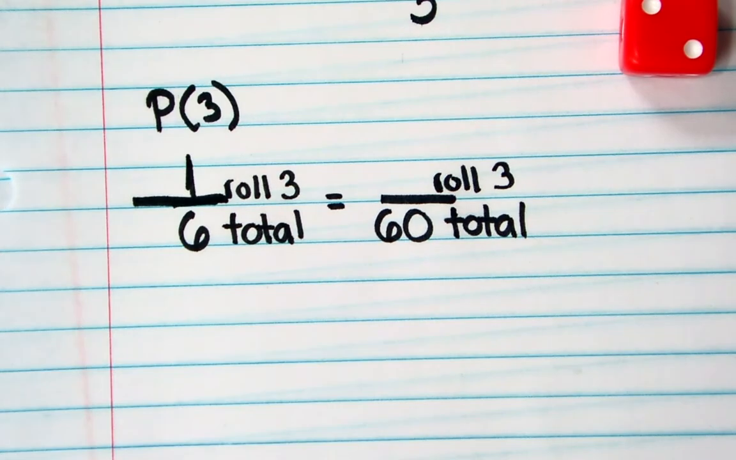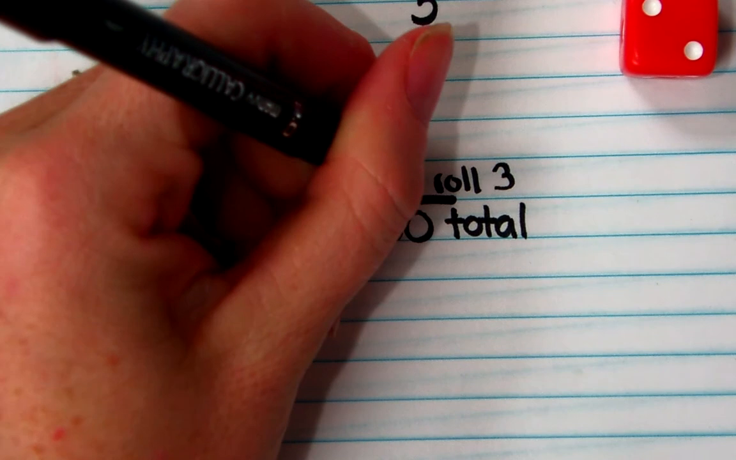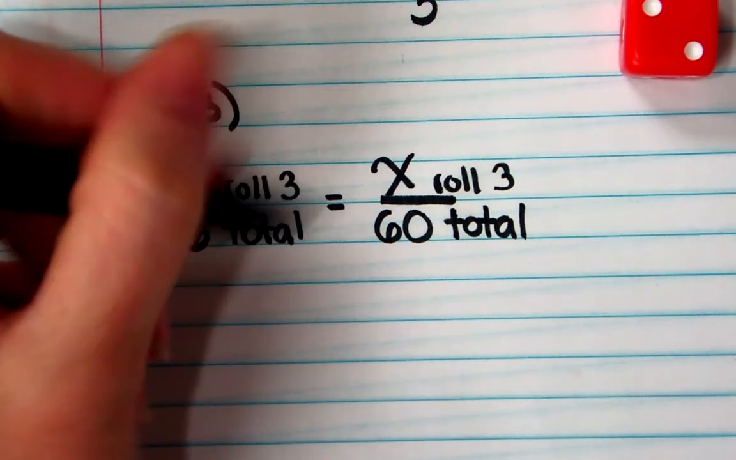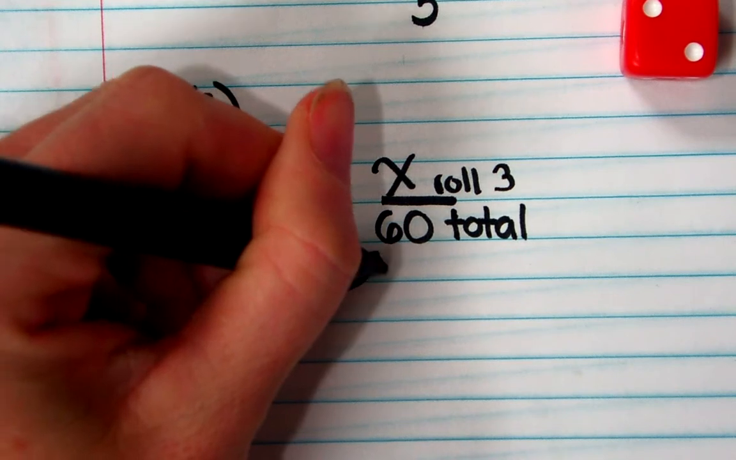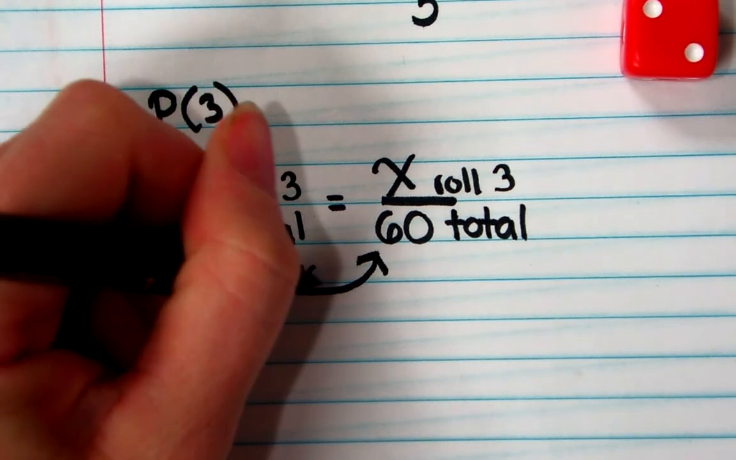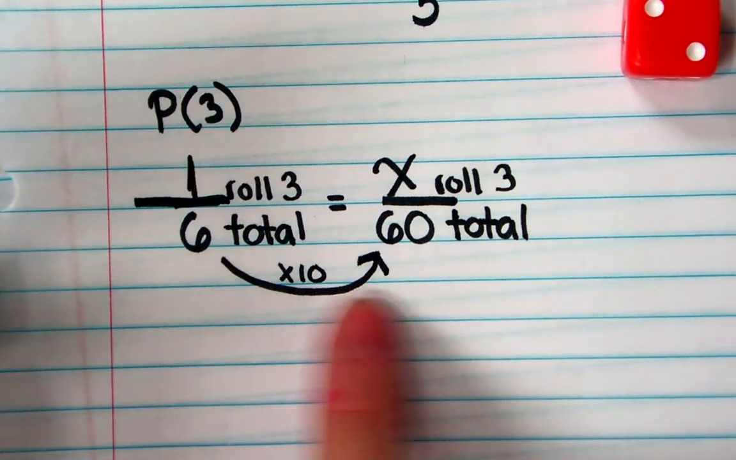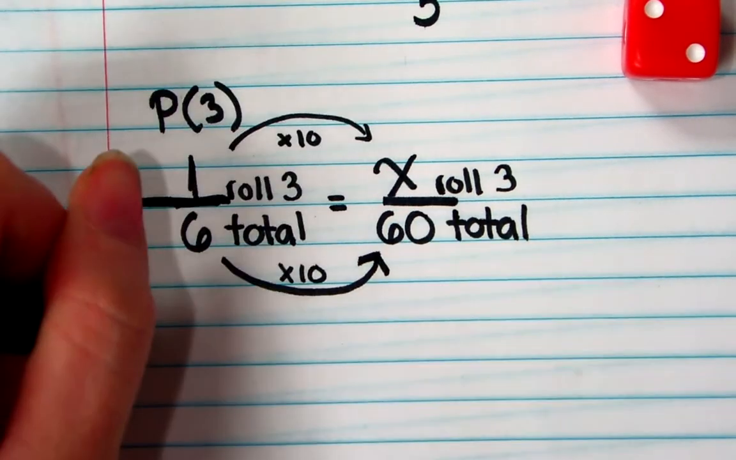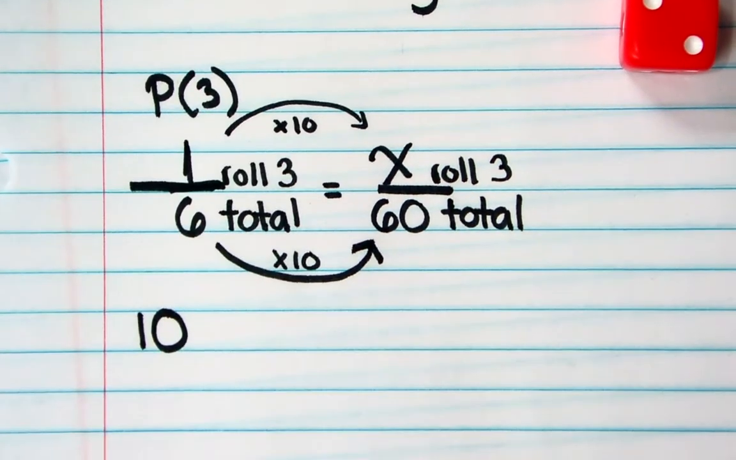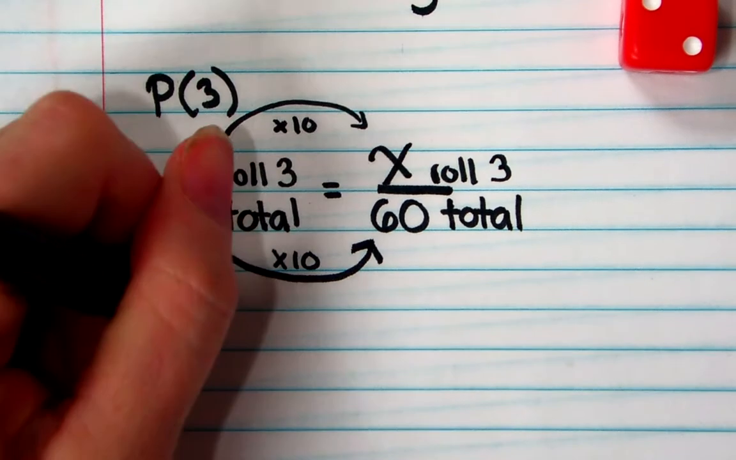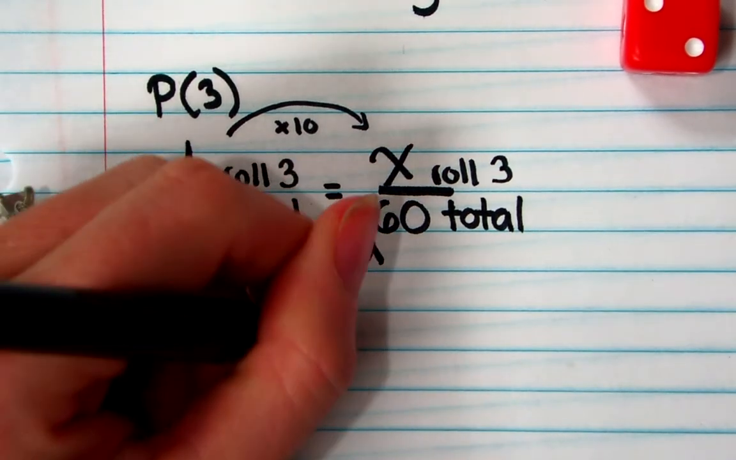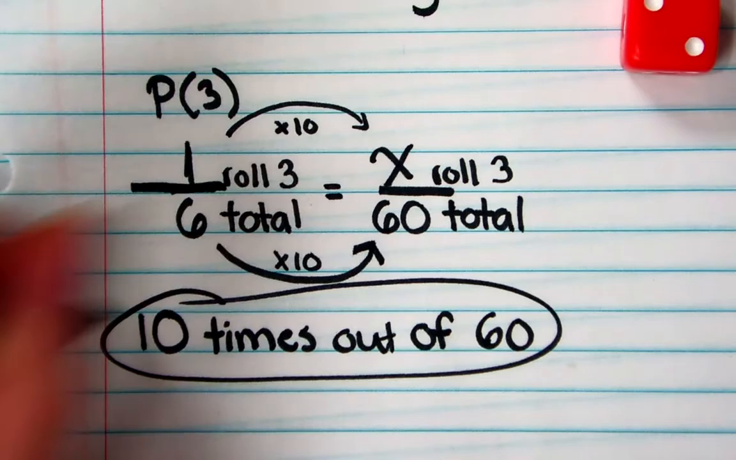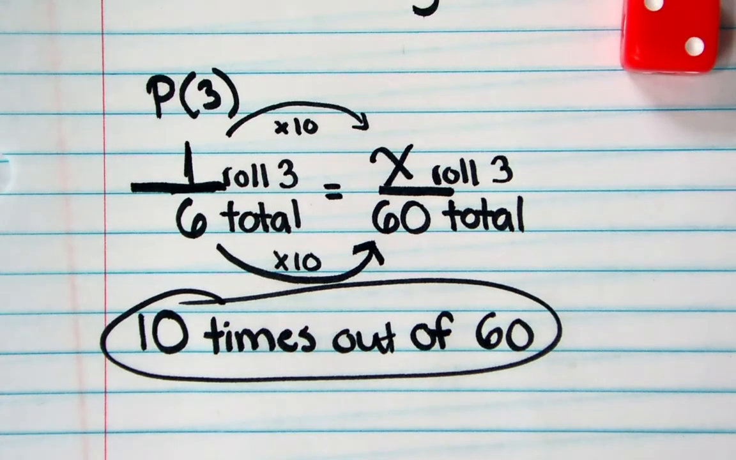We would simply solve a proportion. Okay, so this is like our unknown. You could do cross products, 1 times 60, and write all that out. Or you might remember this from last year. 6 times 10 we know is 60. So this one actually has a shortcut. If I multiply the bottom by 10, I multiply the top. I'm going to expect or predict 10 times. I'm going to expect it to land on a 3 10 times out of 60. So if you're ever making a prediction, you're going to be using the proportion to help you do that. Okay?